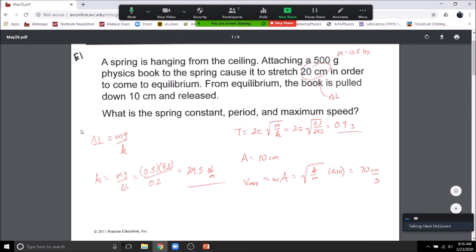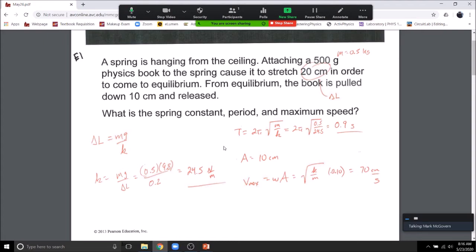Right, so the relationship for a vertical spring here is that the stretched out equilibrium position is given by mg over k. So we rearrange this to solve for k. We put our numbers in there, make sure everything's SI. 24.5 newtons per meter is what we get for the spring constant.